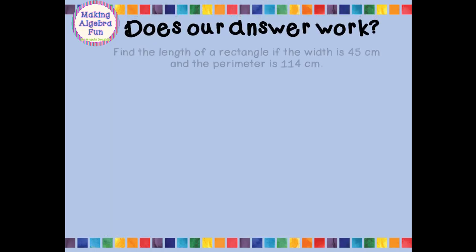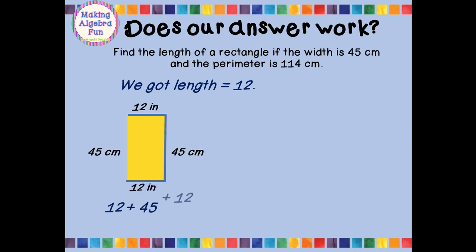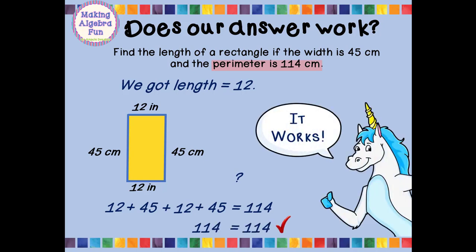And we're going to examine that answer, of course, like we did the last one. We got the length is 12. So take a look at a rectangle where the width is 45 and the length is 12. And remember, the opposite sides are always the same. Now, if you were going to add these together, we're supposed to get 114. So if you quick add up those numbers on the left, you find out that we do in fact get 114, so we know our answer works.